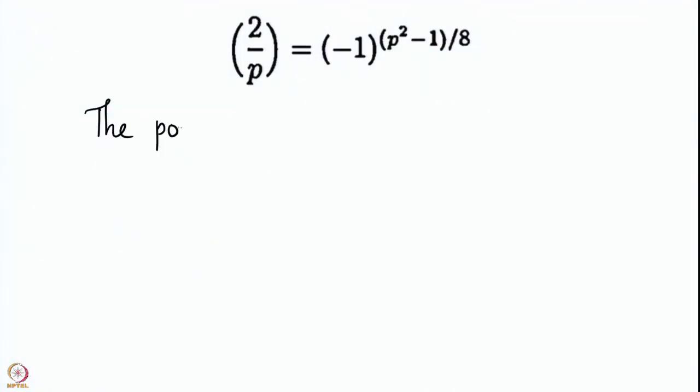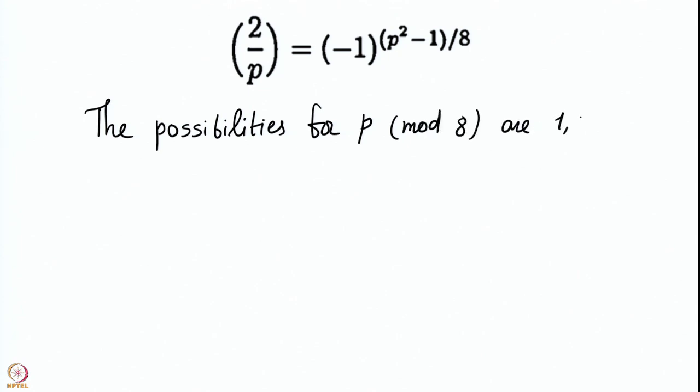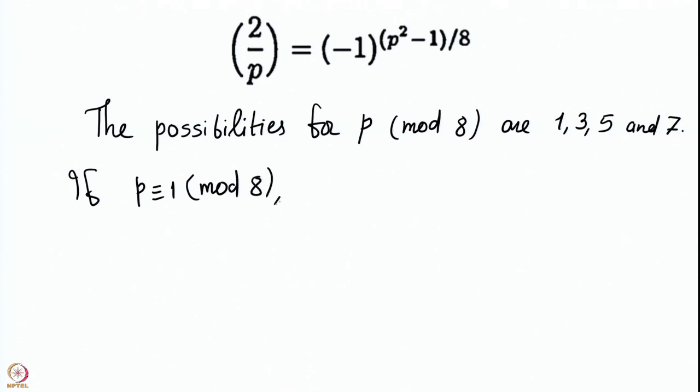So, the possibilities for p mod 8 are 1, 3, 5 and 7. If p is congruent to 1 mod 8, say p equal to 8a plus 1, okay.